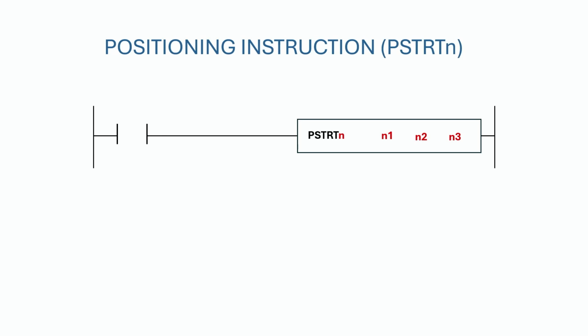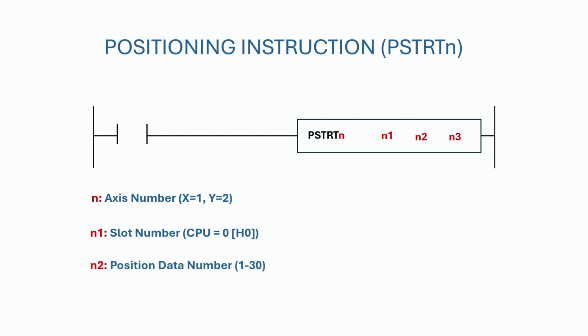So for this application instruction, the N here is the axis number. So if you're using the X-axis, you'd put a 1, or if you're using the Y-axis, you put a 2. N1 is the slot number, so being that we're using the CPU, it would be H0000. N2 is the position data number, which would be numbered between 1 through 30. And N3 is the result flag.